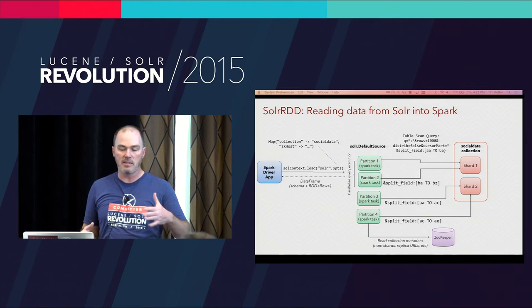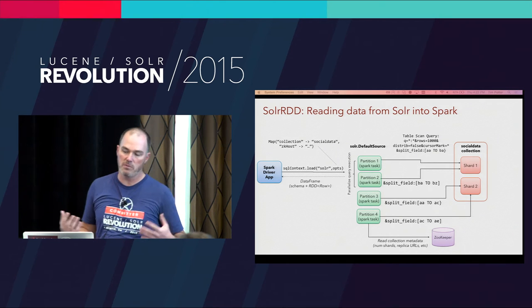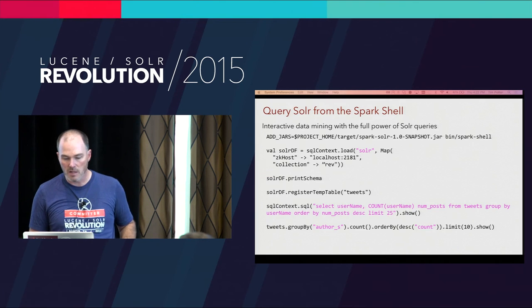So it has a little bit of an upfront cost, but the idea there is that when you're reading millions of rows, that upfront cost kind of washes out, because you have more readers pulling that data back.